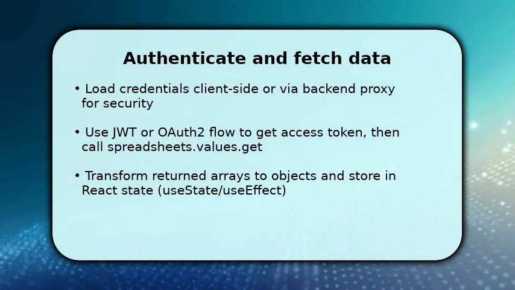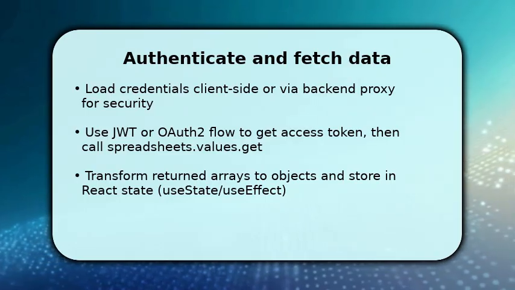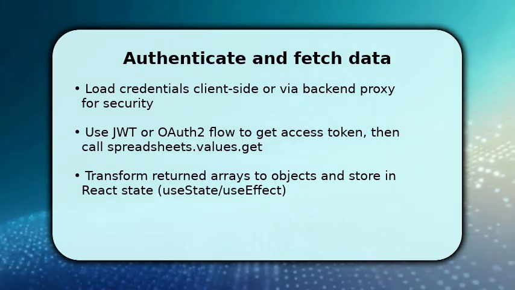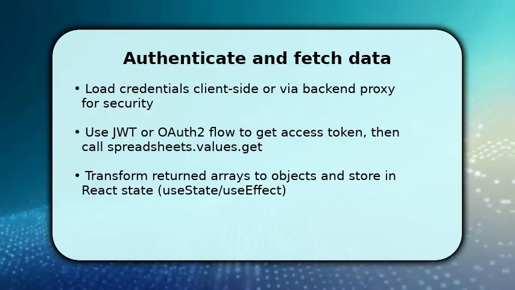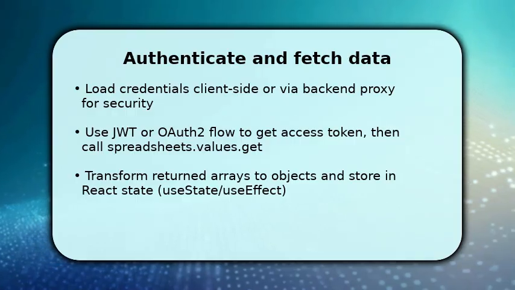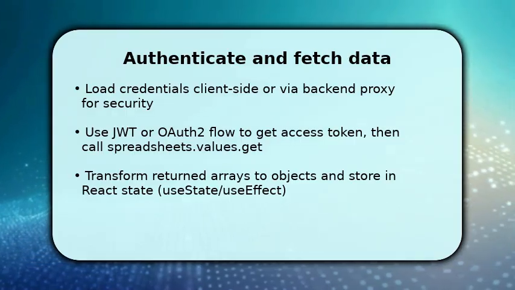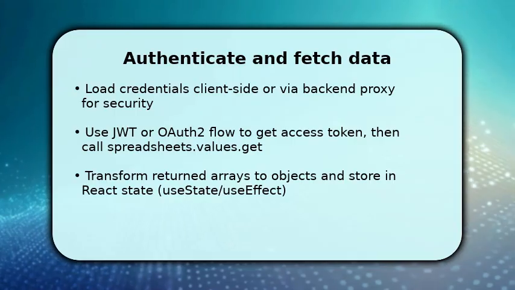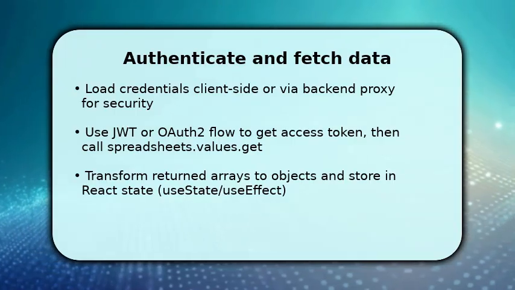Now you implement authentication and pull data. If you must keep keys secure, route requests through a lightweight backend that uses the service account JWT. Otherwise, use OAuth 2 on the client for user-driven access. Acquire an access token, then call spreadsheets.values.get with the Spreadsheet ID and range to fetch rows.